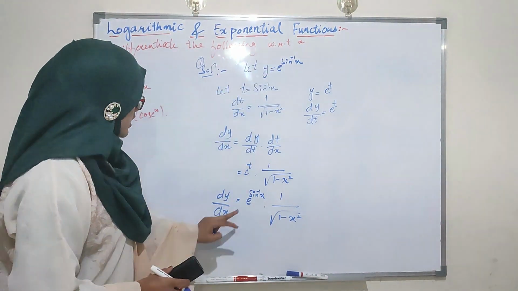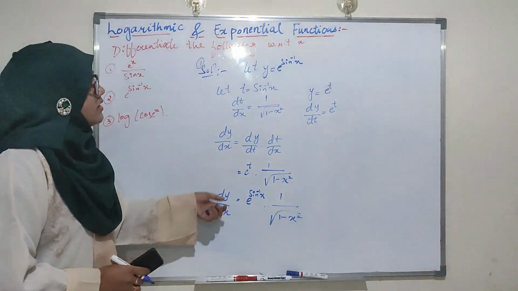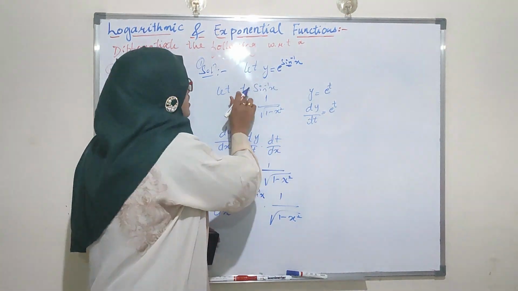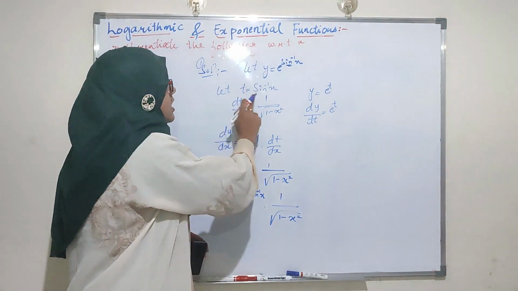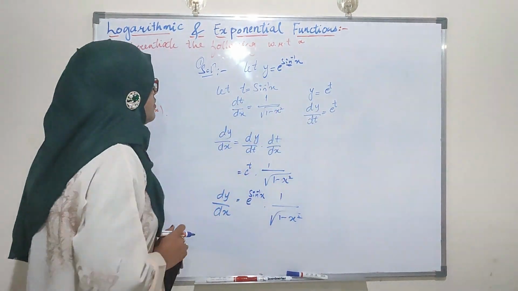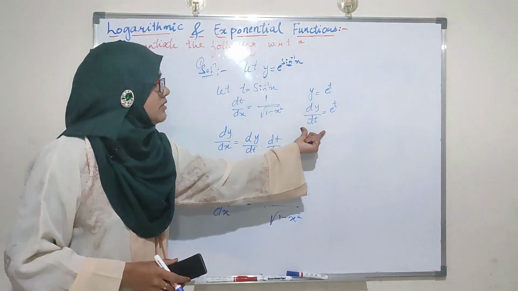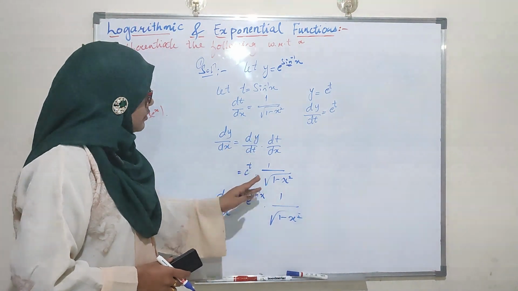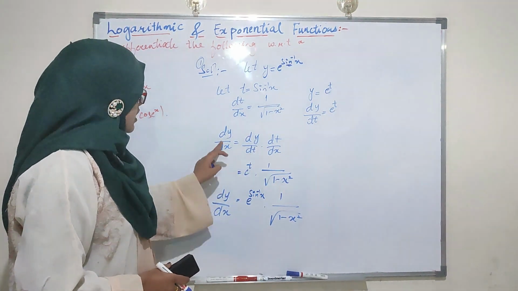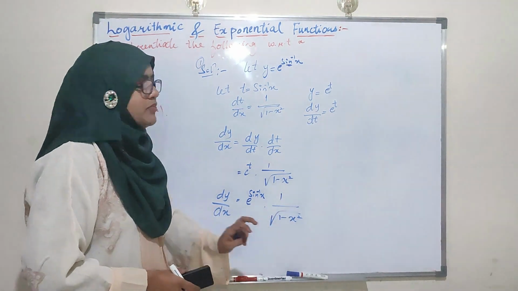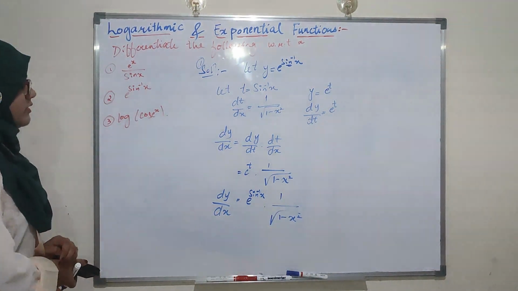y is equal to e raised to sin inverse x. Here we have made a substitution: we are replacing sin inverse of x by t. Then this becomes y is equal to e raised to t. We are differentiating this with respect to t, and t with respect to x. Now by substituting these two values using the chain rule, we got dy by dx as e raised to sin inverse of x into 1 by under root of 1 minus x square.